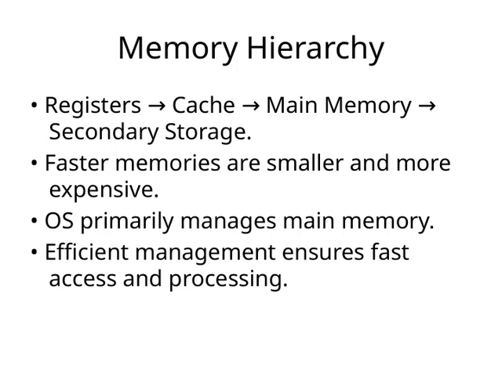Let's take a closer look at the memory hierarchy. At the top, we have registers, which are extremely fast but also very small and costly. Moving down, we encounter cache, which is still quite fast and slightly larger. Next is main memory, or RAM, which is larger but slower compared to cache. Finally, we have secondary storage, like hard drives and SSDs, which are much larger and more affordable but significantly slower.